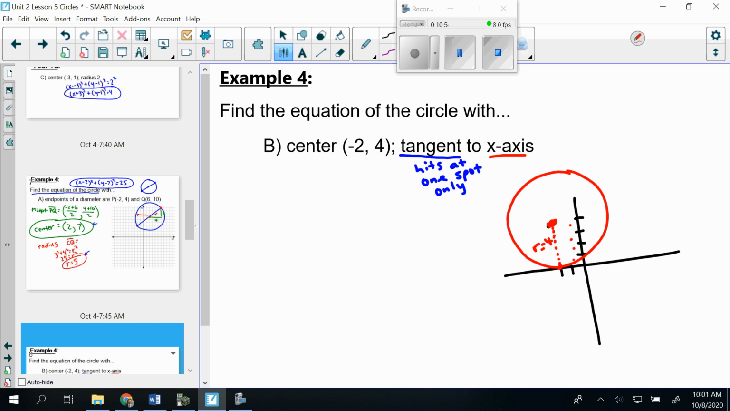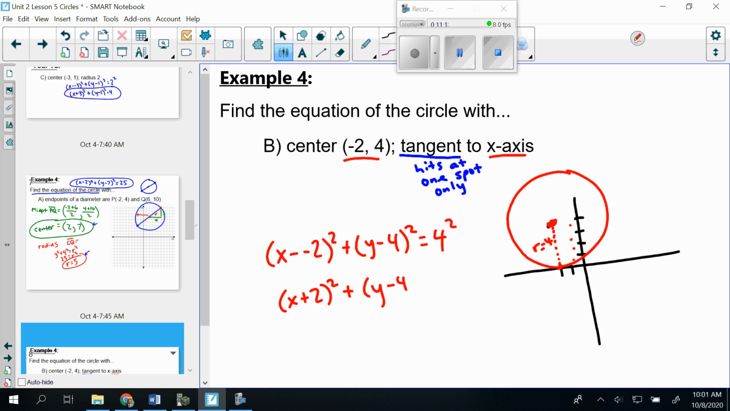So if we know that's the center and our radius is 4, we should be able to come up with the equation on this one. Radius is 4, so radius squared in the equation. So our final equation, doing some simplifying, minus a negative is the same as plus, and this would equal 16. So there's the equation of that circle.